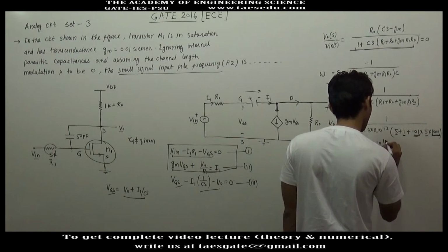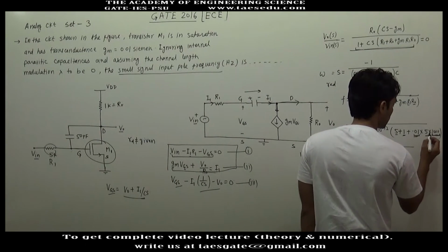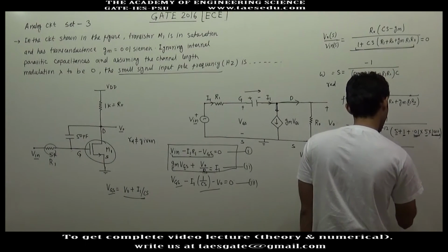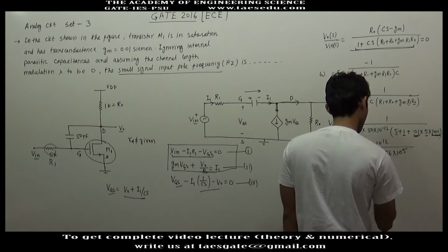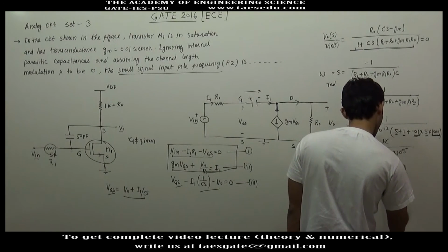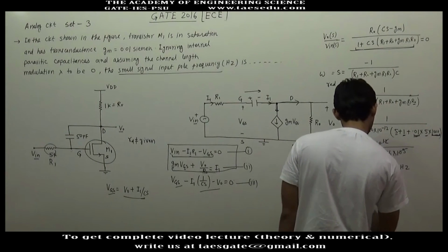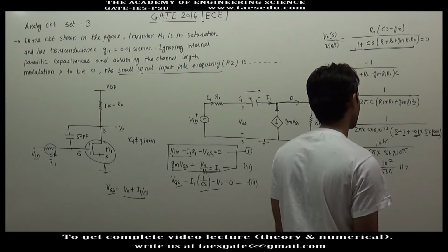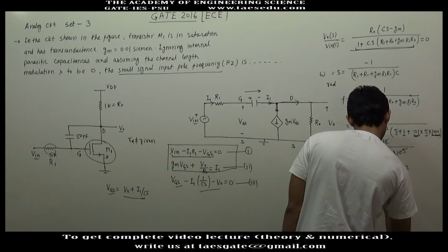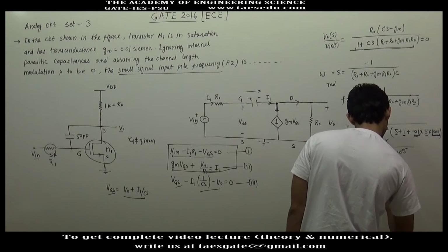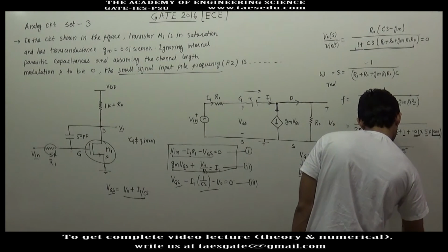So this will be 10 to the power 12 divided by 100 pi into, this is 56 kilo ohm, 56 into 10 to the power 3, 10 to the power 3, 10 to the power 2, here you will have 10 to the power 7, 10 to the power 7 divided by 56 pi hertz. This is 10,000 divided by 56 pi kilohertz.